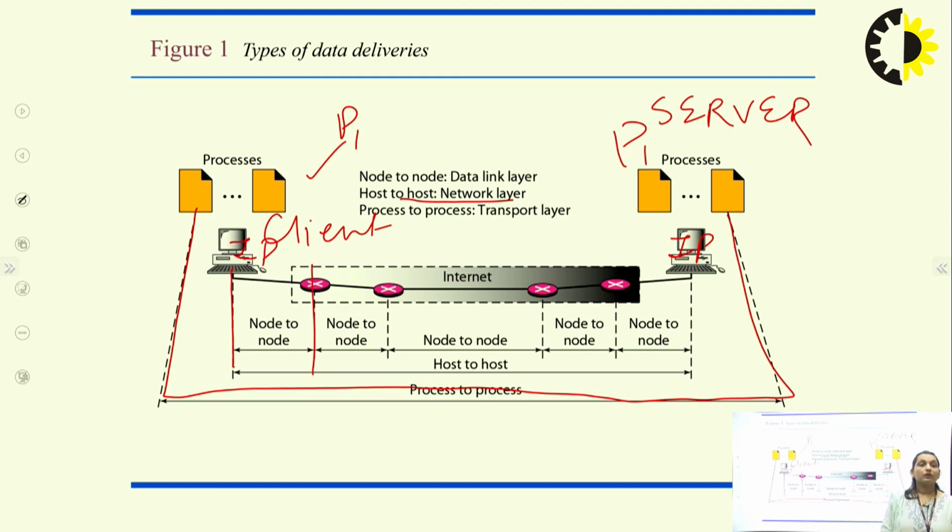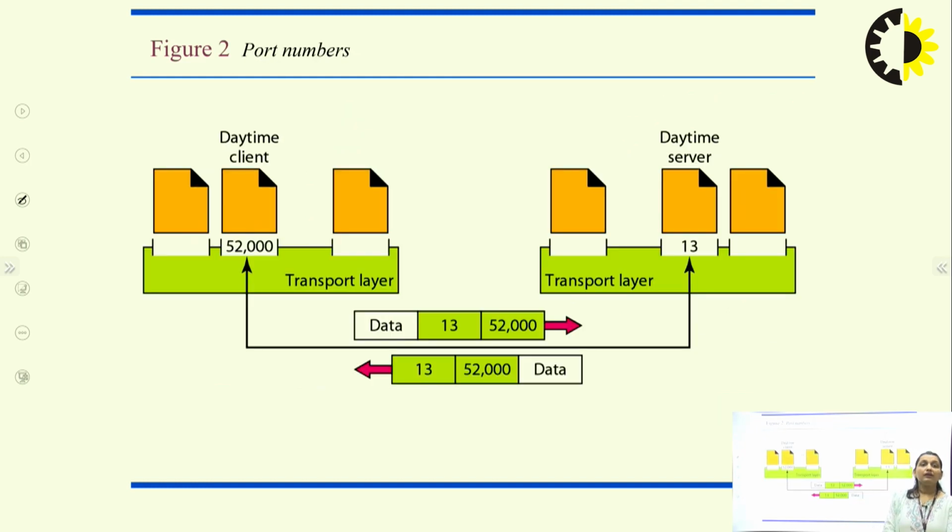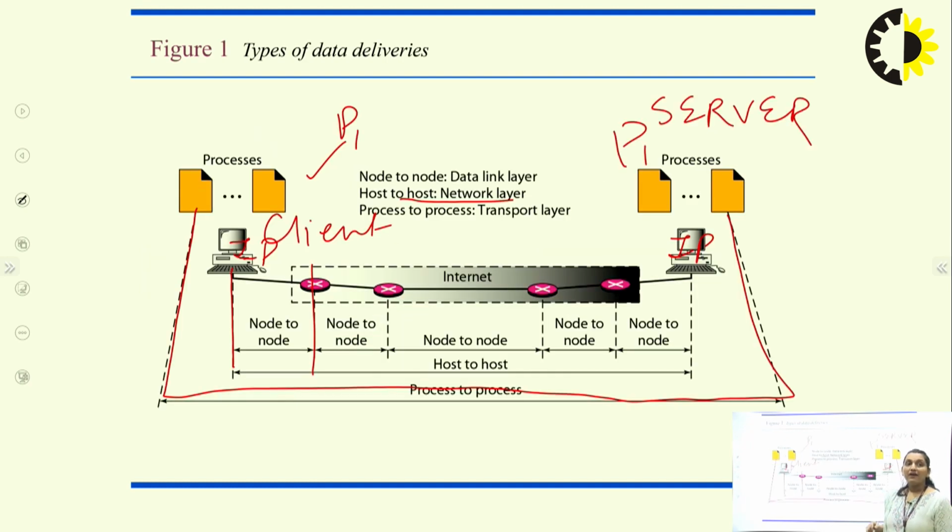In the previous slide, we saw what addresses we use for node-to-node delivery. For node-to-node delivery, we use a MAC address to identify that this is my MAC address. I give a MAC address to the data link layer. It matches the data using the MAC of the destination. If it matches, node delivery is done.